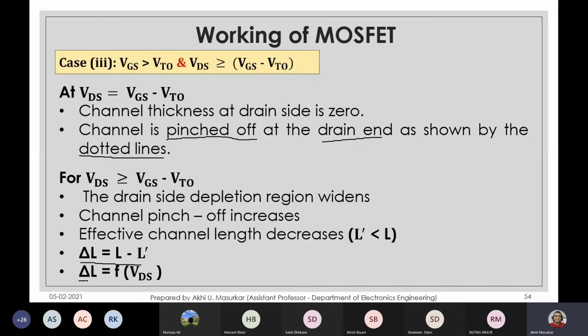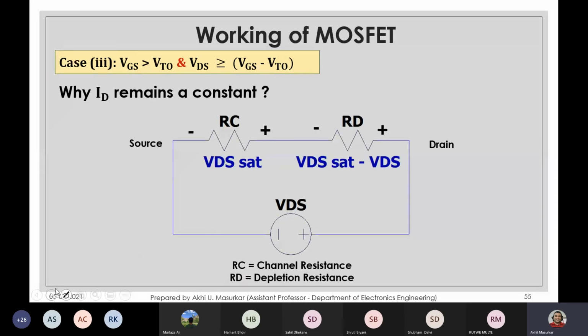Now delta L, this pinch off actually happened because you are increasing VDS. So we say that delta L is a function of VDS. Now if delta L is a function of VDS, why does ID remain constant, and if there is pinch off, how does ID flow? This is a very obvious question: now pinch off has happened, the channel has broken down, there are no connections, so how does this actually happen?